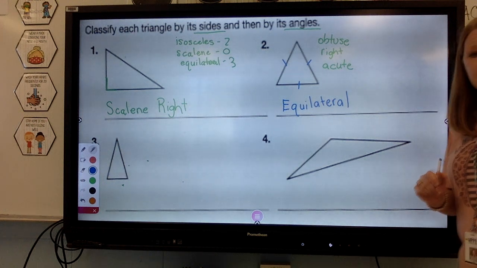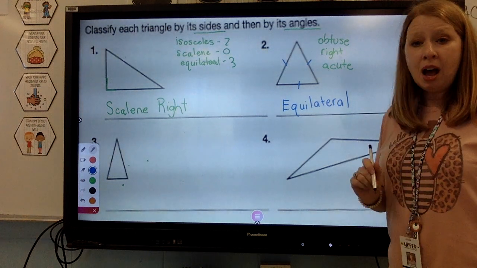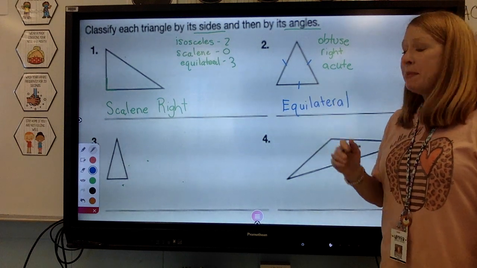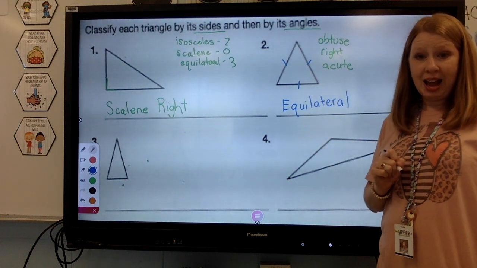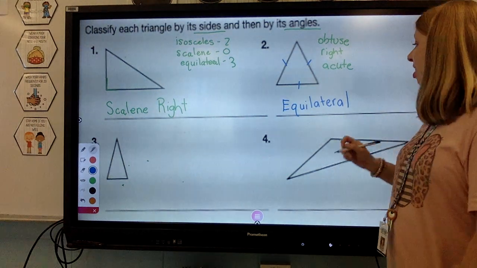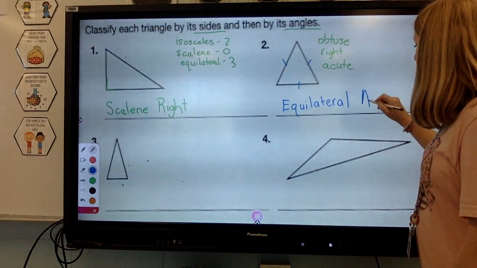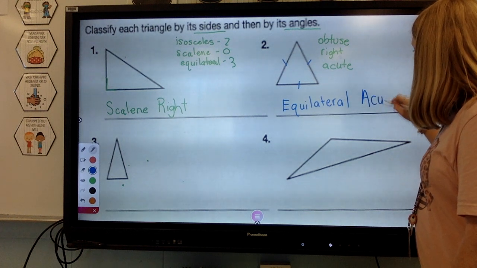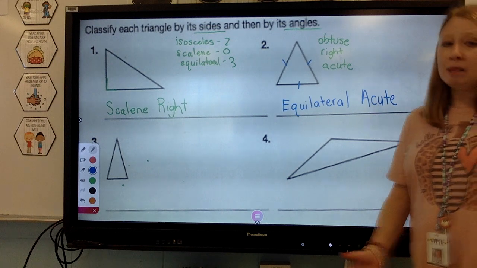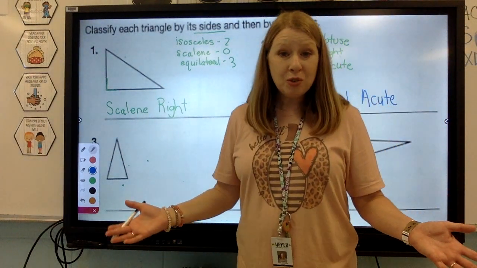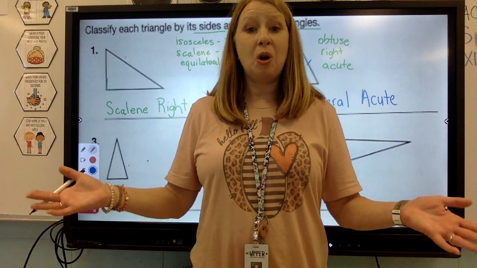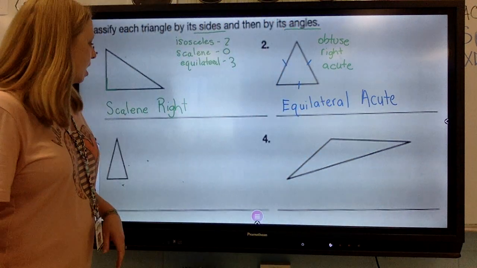Then let's name it by its angles. Do I have any obtuse angles in there? No, I don't. What about any right angles? Nope. What about acute angles? Yes, there are 3 acute angles. So this would be equilateral and acute. Now, it doesn't matter if you write acute first or if you write equilateral first, as long as you have both of the names on there.